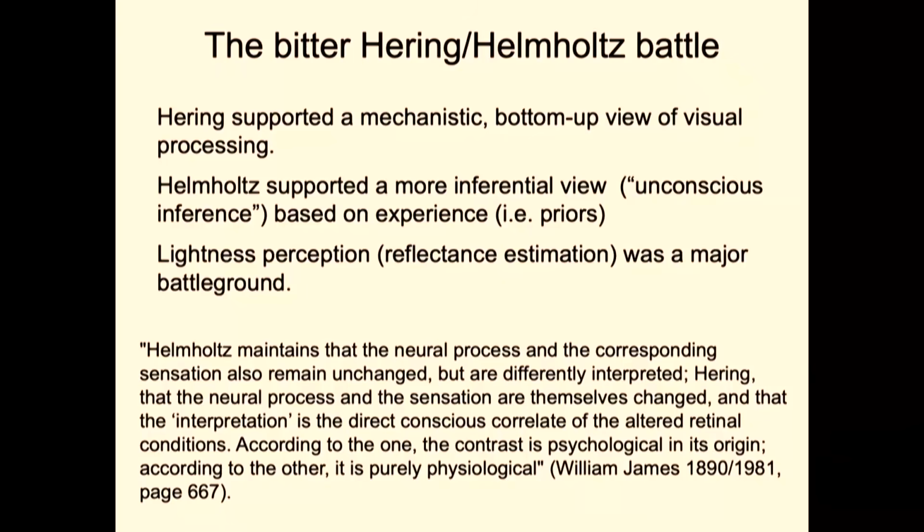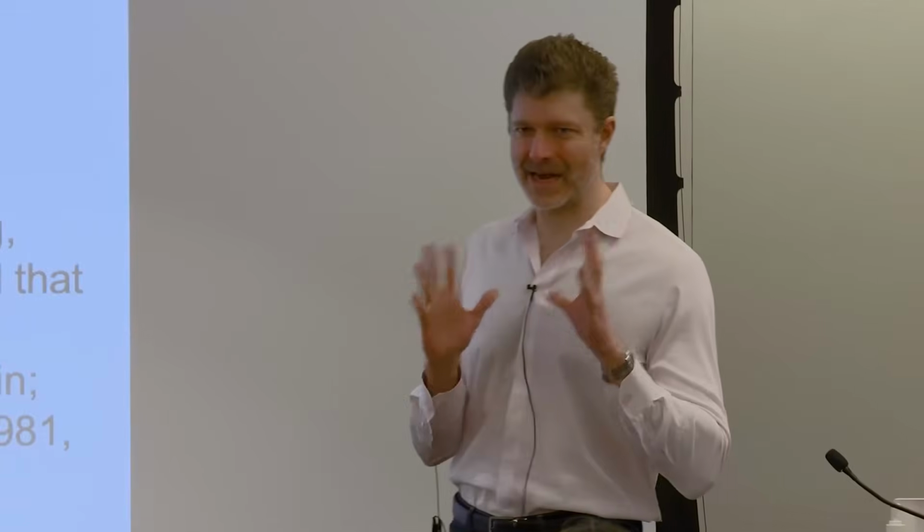And he writes, Helmholtz maintains that the neural process and the corresponding sensation also remain unchanged, but are differently interpreted. Hering, that the neural process and the sensation are themselves changed, and that the interpretation is the direct conscious correlate of the altered retinal conditions. According to the one, the contrast, so simultaneous contrast here, is psychological in its origin. According to the other, it's purely physiological. Okay, so it references this distinction between sensation, so the idea of like sort of the measurement process kind of at the front end of the system, and perception. Okay?